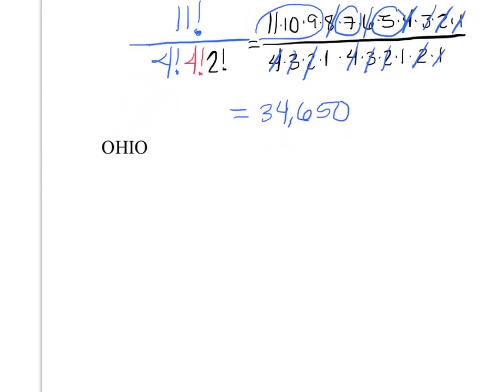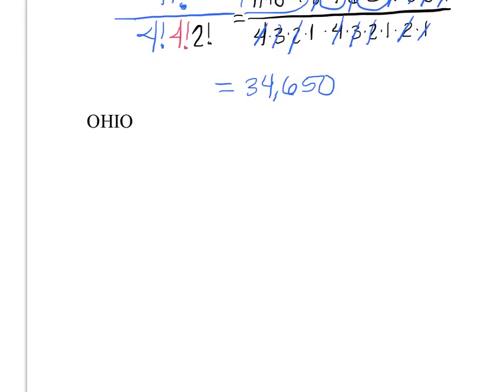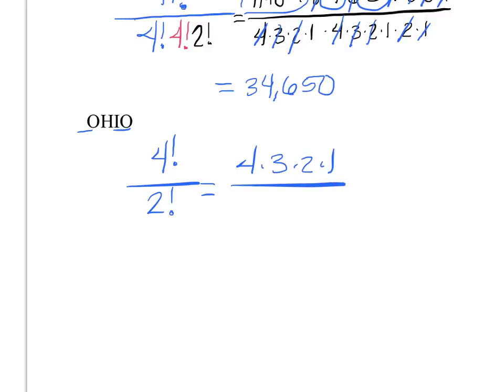Okay, let's try a little bit of a simpler one. I guess we went in the opposite order as usual. So here I have the word Ohio. Now typically I'm going to want to go 4 factorial. Except you'll notice that I have 2 O's, so I'm going to go 2 factorial on bottom because I can't tell those apart. So we have 4 times 3 times 2 times 1 over 2 times 1. 2's cancel, 1's cancel. There are going to be 12 ways to order Ohio.